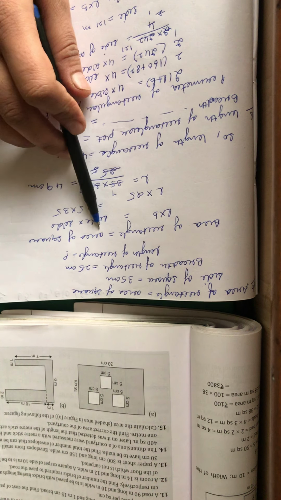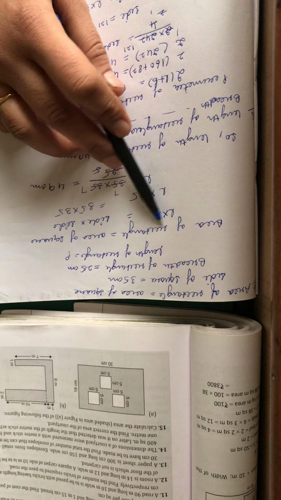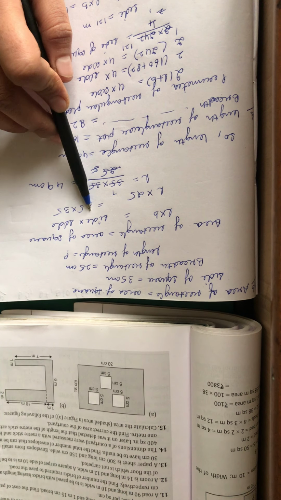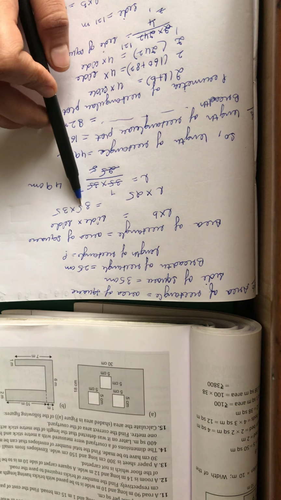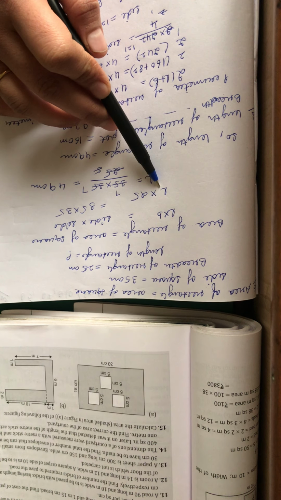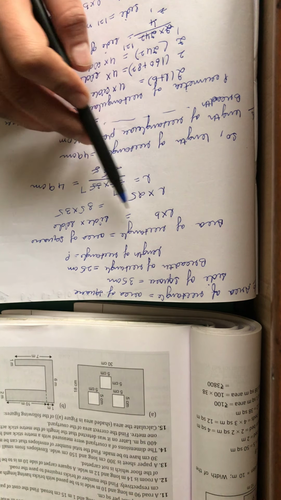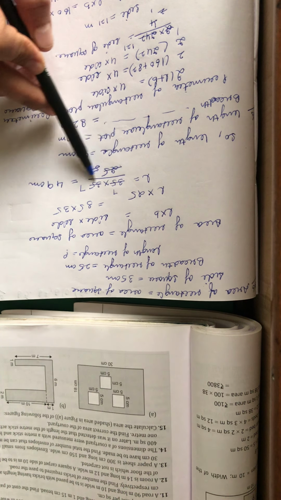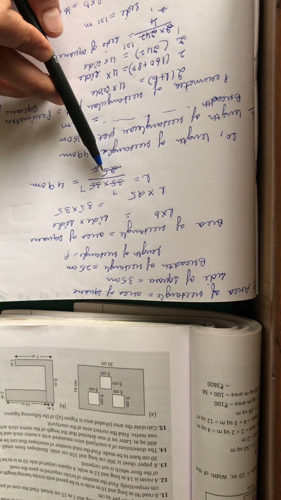Now area of rectangle is equal to area of square. Area of rectangle is what? Length into breadth, and area of square is side into side. Side is given, so it will be 35 into 35. Length we don't know. We will write it as L, and breadth is 25. Now we want to find L, so shift this 25 on the other side. It will go in the denominator.